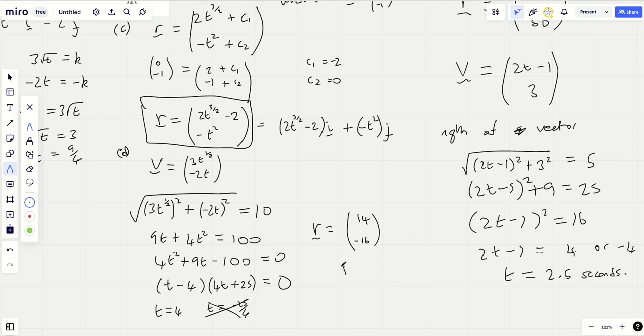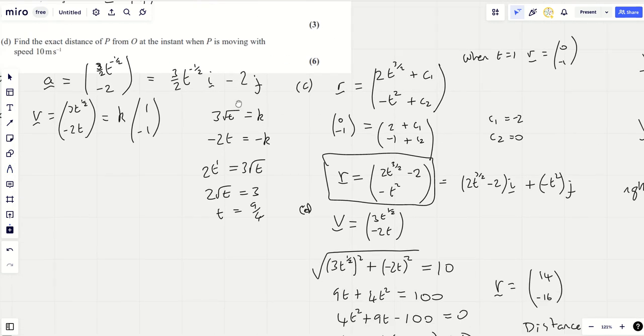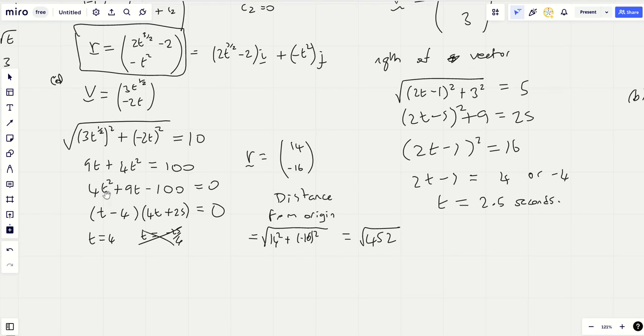And so the distance from the origin is Pythagoras, basically. It's going to be equal to 14 squared plus negative 16 squared, square rooted. That's 256 plus 196, which is root 452. Did they want the exact distance? Yeah. And so that will do. You might simplify it. I think my calculator is telling me it's 2 root 113 meters.